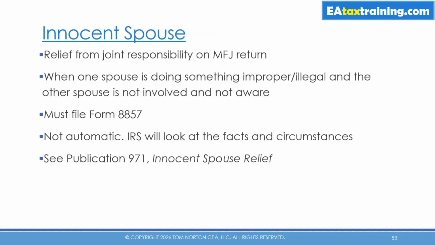They can say, hey, IRS, this has nothing to do with me. I knew nothing about this. Don't come after me for these amounts. Go after my spouse. I am an innocent spouse. In order to file for this, they file this Form 8857, but it is not automatic. The IRS is going to look at the facts and circumstances and determine whether or not that spouse truly is innocent.